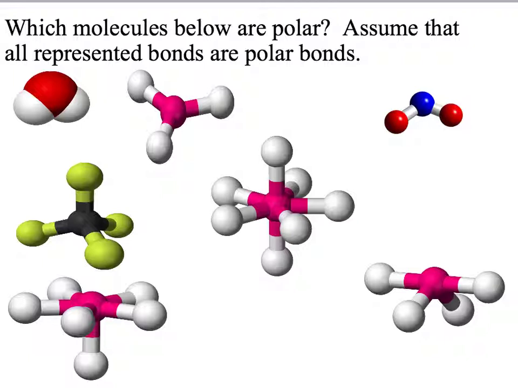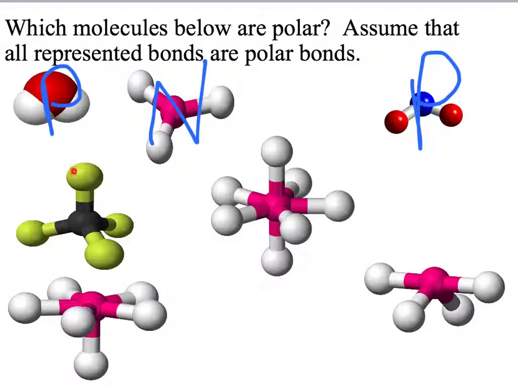Alright, so let's test that a little bit more. Which molecules below are polar? And let's assume that all of these represented bonds are polar bonds. So looking through them, this guy in the top left is not symmetric, so this would be a polar molecule. P for polar. This guy, next one, is symmetric, so that would be a nonpolar molecule. My next one, also asymmetric, which would make this a polar molecule.